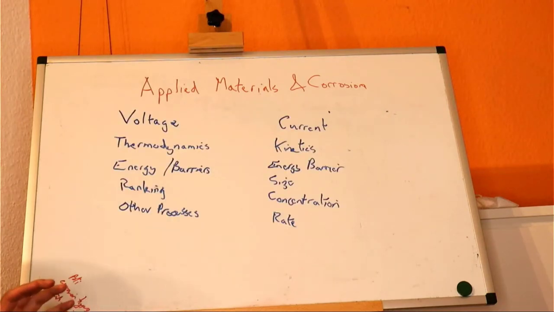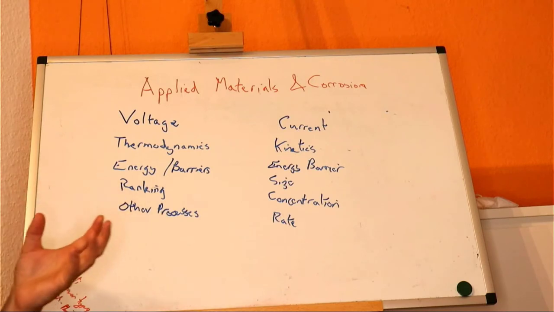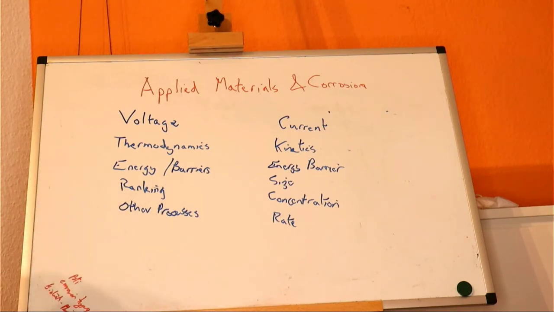Okay, so I've just written a quick table to try to recap why we want to know both the voltage and the current, and why getting rid of some of the issues that interfere with these two things makes it more useful, because then we can isolate single controlling factors, let's call it that. So if we look at voltage, the voltage is a thermodynamic entity. It tells us whether a process will run or not, or whether it is thermodynamically likely to happen.